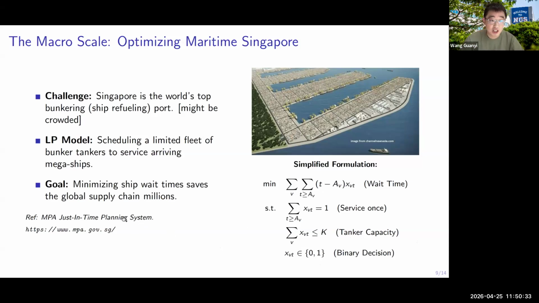If you would like a more realistic and detailed idea of how it works, you may Google this name: it's a just-in-time planning system. I also showed the MPA website of Singapore to see how they did it. Okay, let's move on.